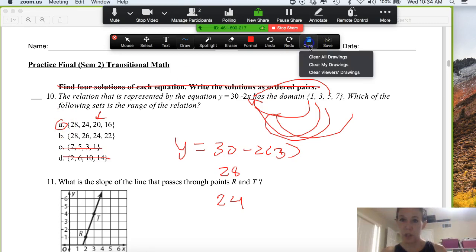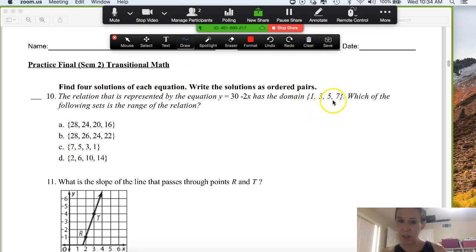All right, so just make sure you know what domain means. Domain is the x values. Range is the y values, or the values you get out after you plug in your x values.